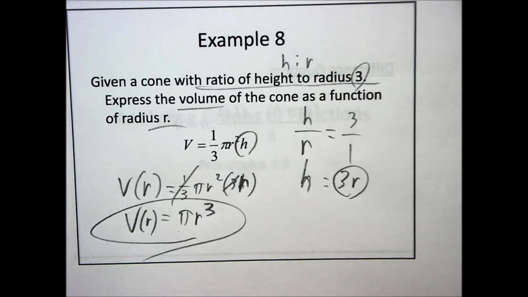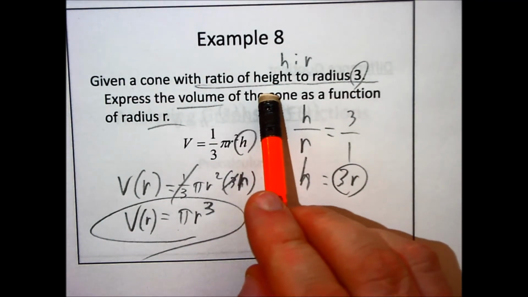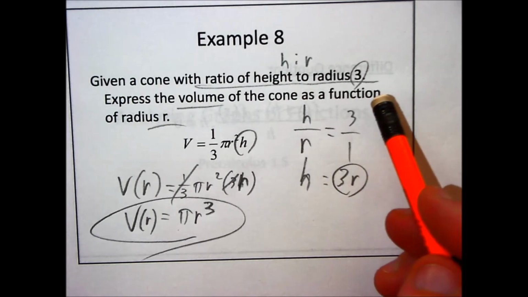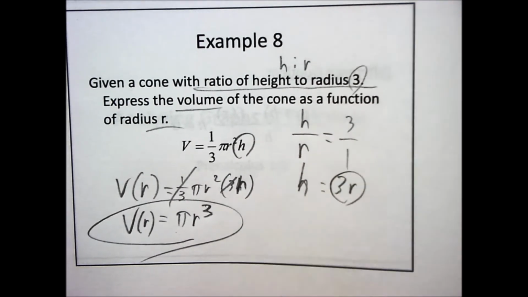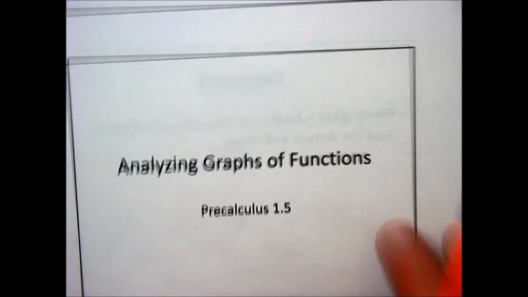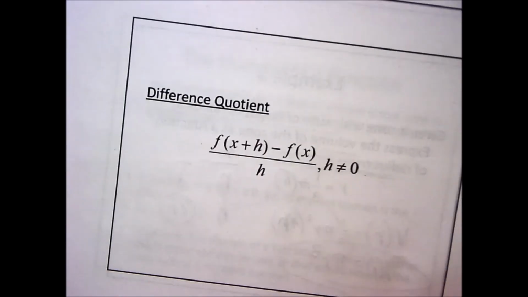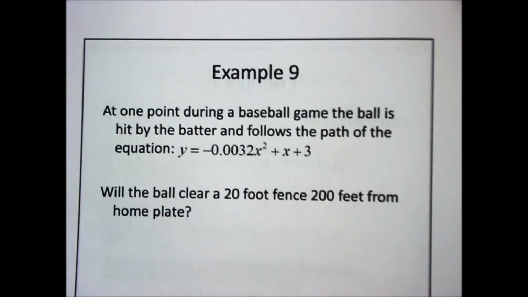Okay, so under a specific case of the height being 3 times the radius, you could actually use this formula for volume. That's what that's trying to imply. Okay, a couple more. One easy one. Well, there's only one hard one.